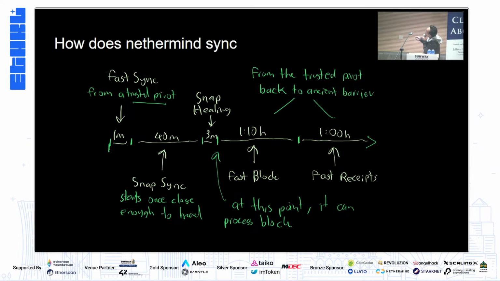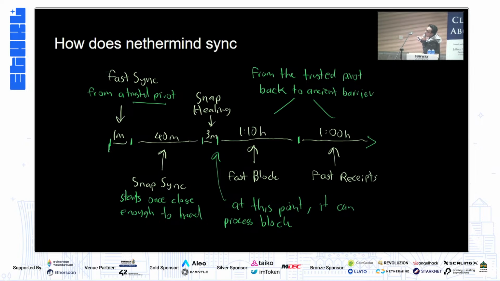So snap sync, and after that, there's snap healing, because snap sync, which is downloading the trie that is required for the block processing, doesn't download the trie completely. So there needs to be a small phase called snap healing. After this phase, Nethermind can process blocks. So at this point, Nethermind is essentially following the head. It can return the new payload message correctly to the consensus layer. However, it has not downloaded all of the blocks and the receipts yet, and that will take another two hours.